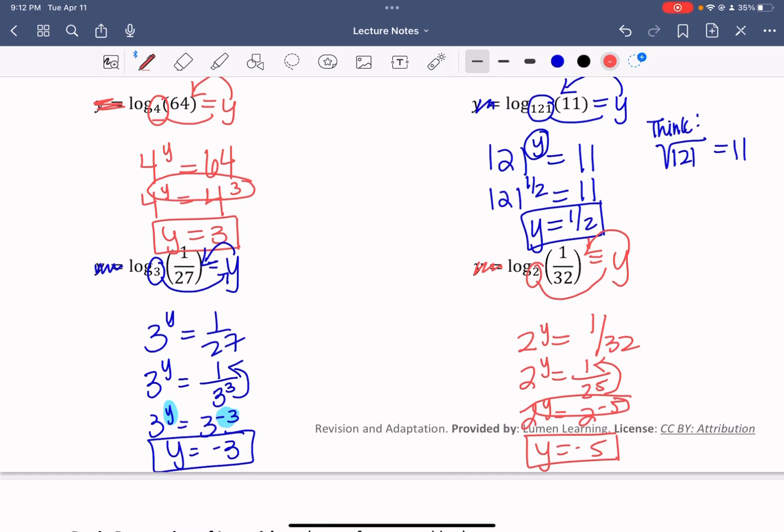I was able to take a log. I could not plug any of these in the calculator. So I said, well, let me change it up. Let me try something else.